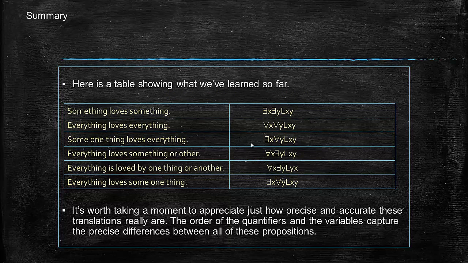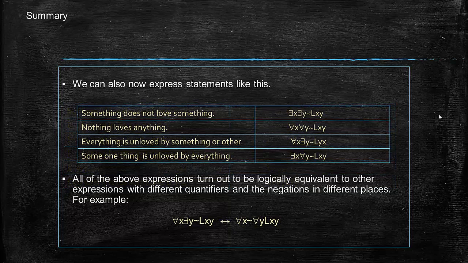So here's a table showing what we've learned so far. It's worth appreciating just how precise this is, but also try to make sure that you can reproduce each one of these on your own. The other thing that we can now do is insert negations to capture other English sentences.